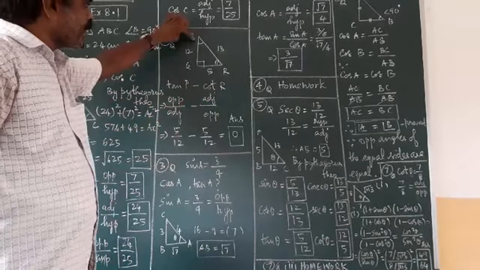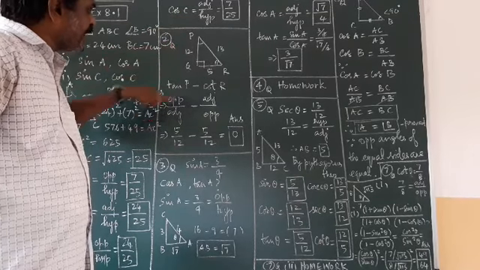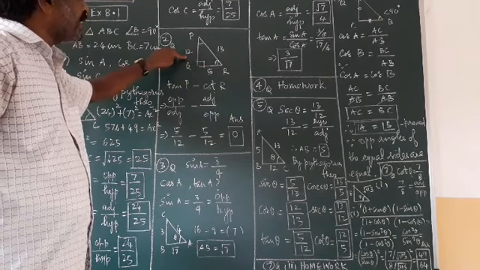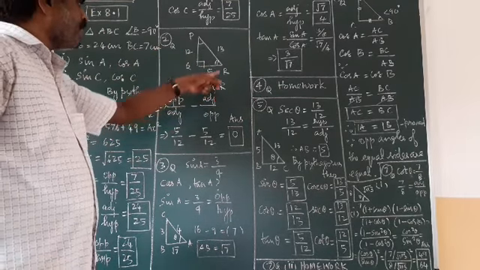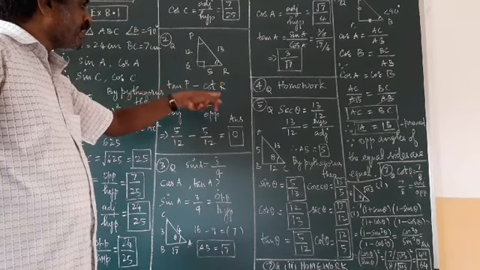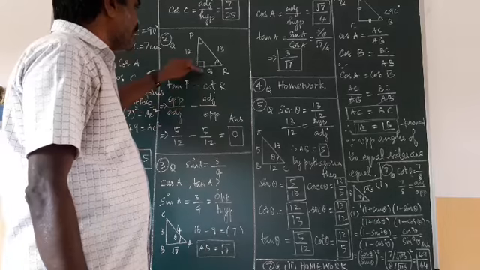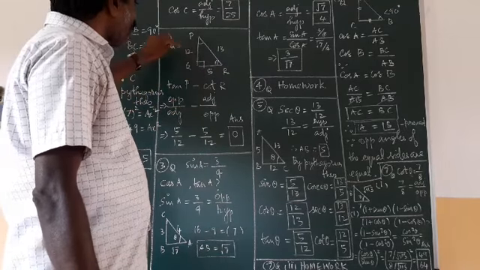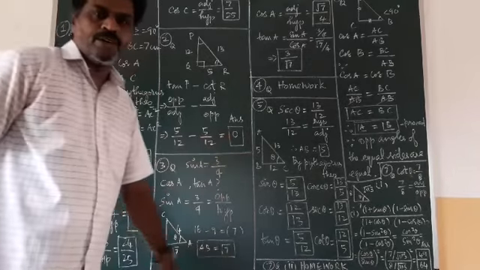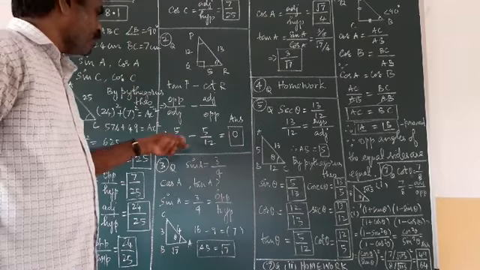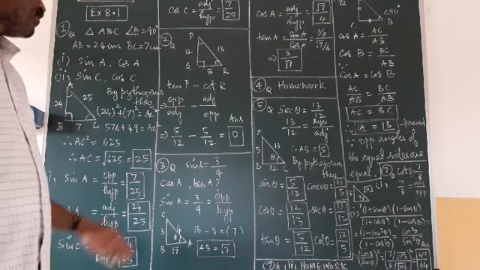Tan P with respect to angle P, what is the tan P ratio? Opposite upon adjacent. Opposite is 5, adjacent is 12. So 5 upon 12. And cot R with respect to angle R, what is that? Cot is the inverse of tan, that means adjacent side upon opposite. Adjacent is 5, opposite is 12. So 5 upon 12. So 5 upon 12 minus 5 upon 12 equals 0. That is your answer.